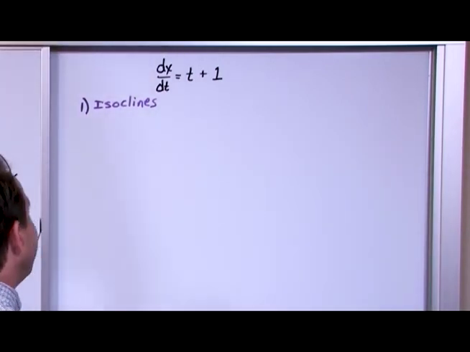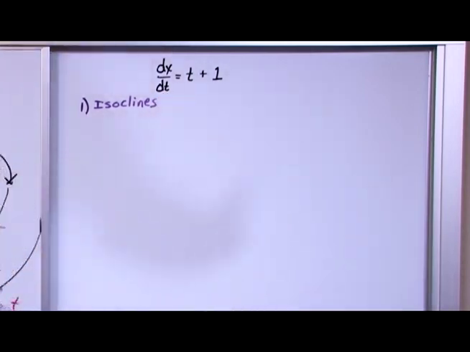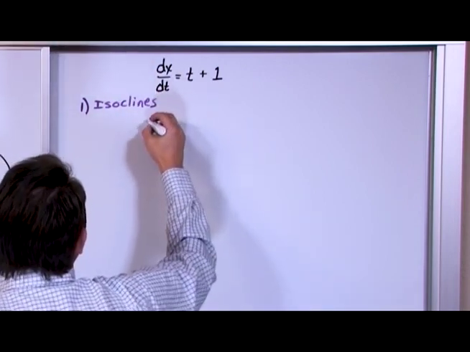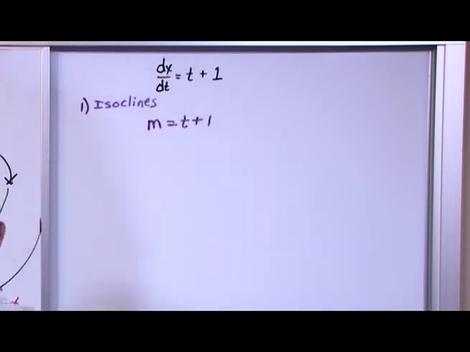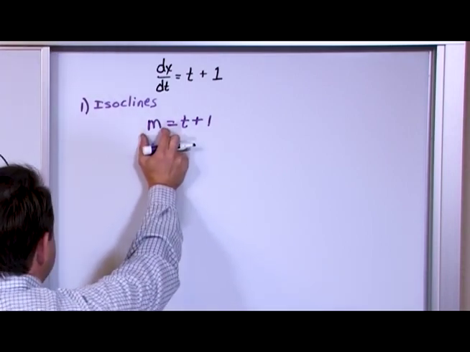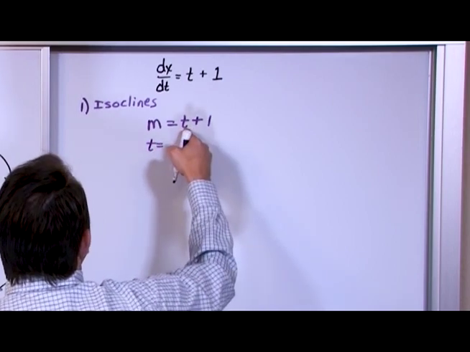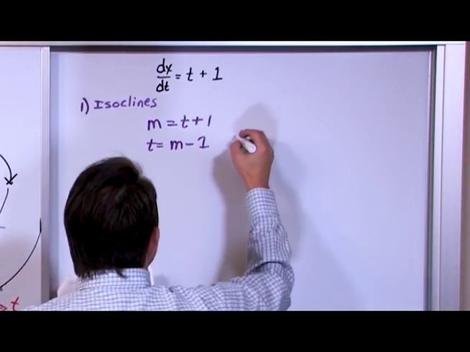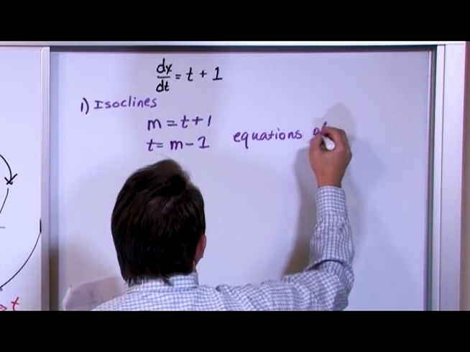The easiest way to do it is just to take the derivative that I have, dx/dt, and set it equal to a constant, because I'm trying to find the curves where this guy is a constant. The constant I choose is m, and I set it equal to t plus 1. In other words, I just plug it in there. That's all I do. Now this is the slope that I seek. So let me solve for t. t is equal to m minus 1. These are the equations of the isoclines.